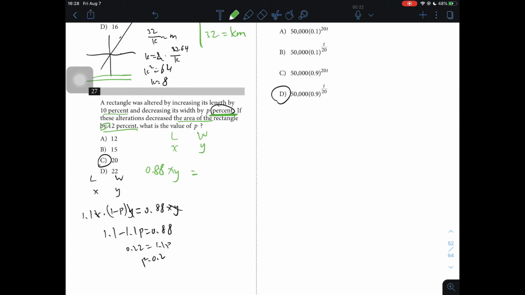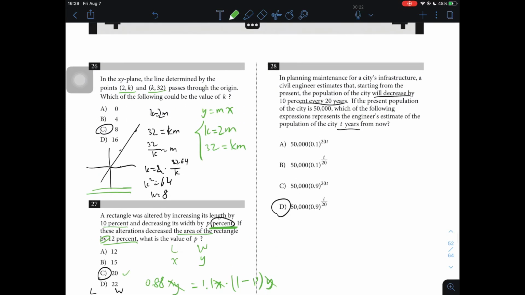So for x, what did it do? It increased by 10%. And y decreased by p%, so you just do 1 minus p% times y, and you solve. You can see that xy cancels out. They are all multiplied together, and you can find an equation using p, and the answer is 20.